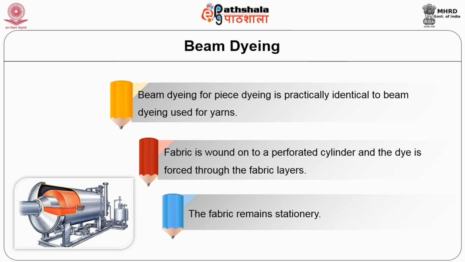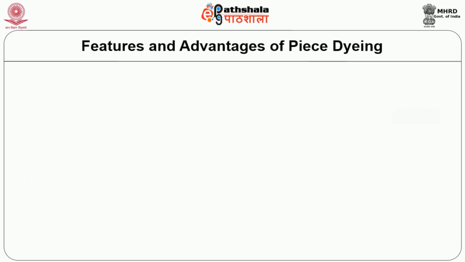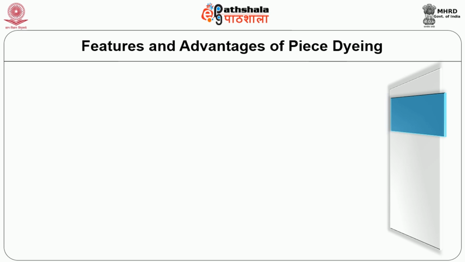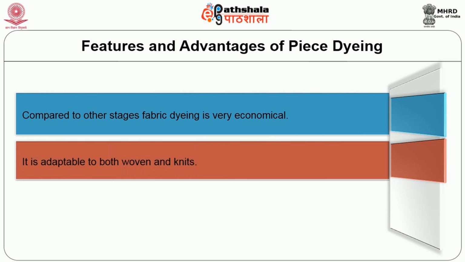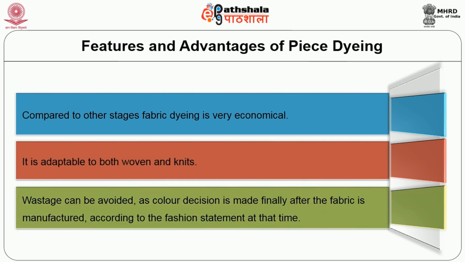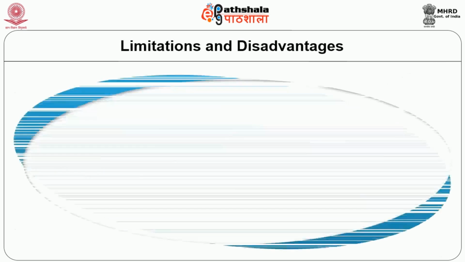The advantages of piece dyeing are: compared to other stages, fabric dyeing is very economical. It is adaptable to both woven and knits. Wastage can be avoided as color decision is made finally after the fabric is manufactured, according to the fashion statement at that particular time. Disadvantages: it's limited to solid colors.